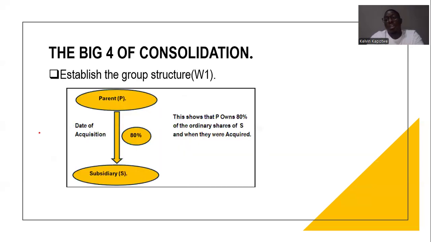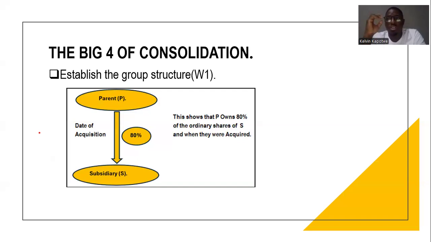In order for you to consolidate the balance sheet, you need to deal with the big four items. But before you deal with the big four items, you must first start by establishing the group structure. Basically that gives you about 5 key workings that you must do. So the first working that you do is to establish the group structure. That will be your working number one.